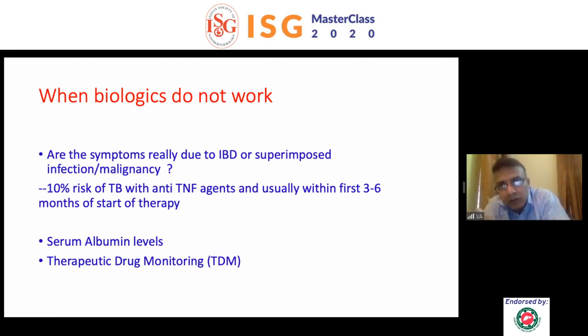So one of the golden rules of flare was smoking, adherence. Adherence will not be a problem here. Here the question is, is there a superimposed disease? Superimposed disease here could be TB, could be malignancy. TB, because 10% of patients on anti-TNF inhibitors go on to develop tuberculosis, that also in the first 3 to 6 months, so you have to be very careful. Loss of response may be related to low serum albumin levels.